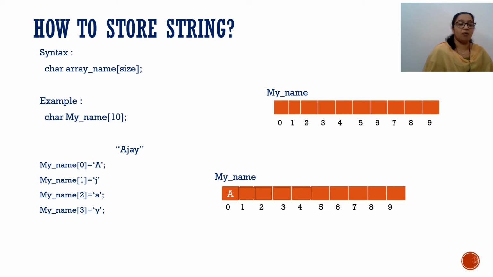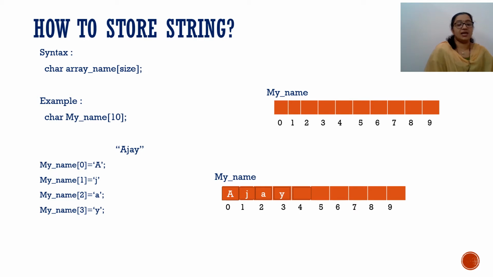Now my name of 1 is equal to J, so that J will be stored in location 1. My name of 2 is A, so location 2 will get A. Then my name of 3 is equal to Y, so the Y letter will be stored in my name of 3. So this is the way of assigning letters in an array.